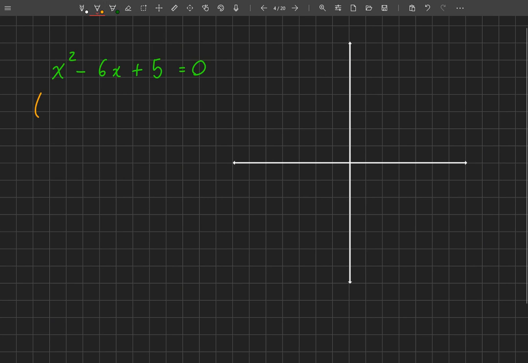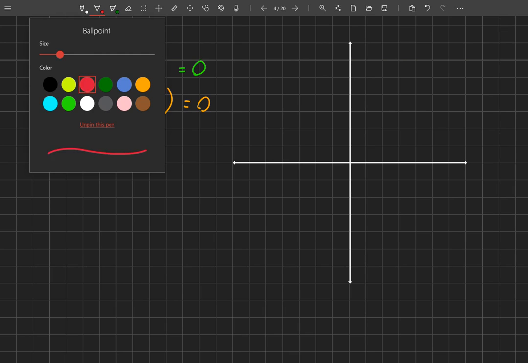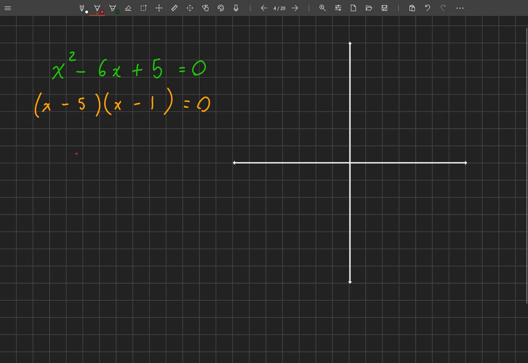Well, if I factor it, then I get what multiplies to give me 5 and adds to give me negative 6. That's negative 5 and negative 1. All right, still equal to 0, right? Now, how do I make this true? How do I make this equation equal to 0? Well, by realizing that a 5 would make this 0, or a 1.